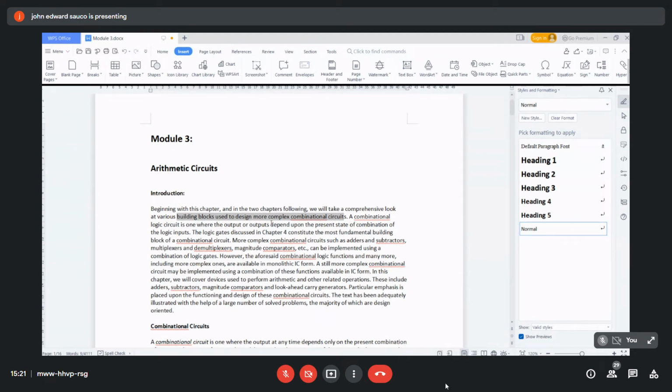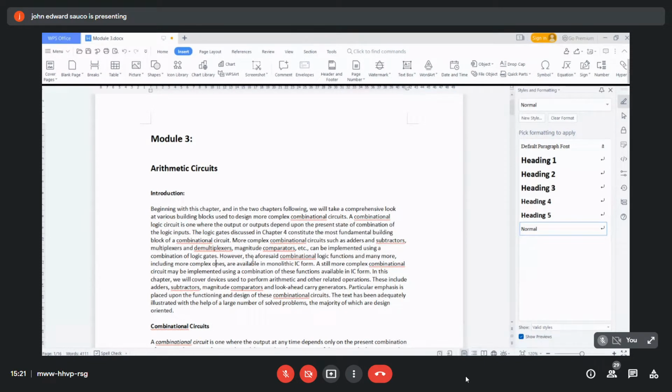Output or outputs depend upon the present state combination of inputs. So dito is the most fundamental building blocks of combinational circuit. So yung more complex combinational circuit is yung adder and subtractors, multiplexer and demultiplexer, magnitude comparator, etc.